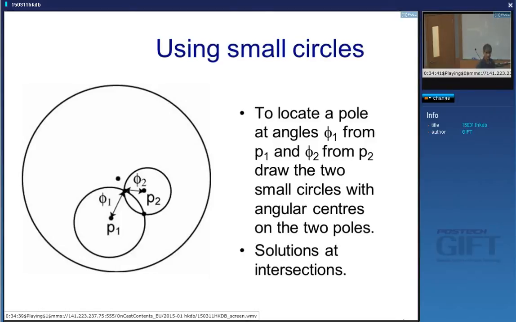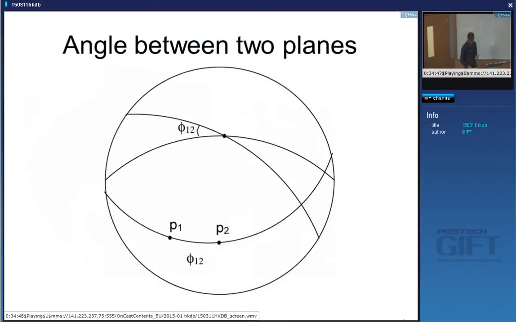Okay, obviously the angle between two planes will be the same as the angle between their plane normals, right? So this is the plane normal P1, and this is the trace of the plane P1, and this is the plane normal P2, and this is the trace of the plane P2, and the angle here is the same as the angle here. That's obvious.